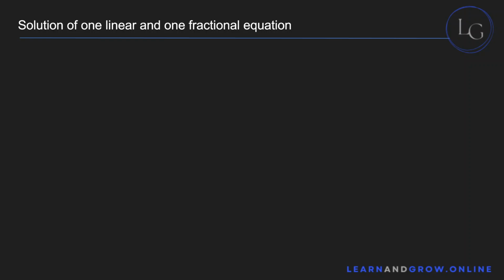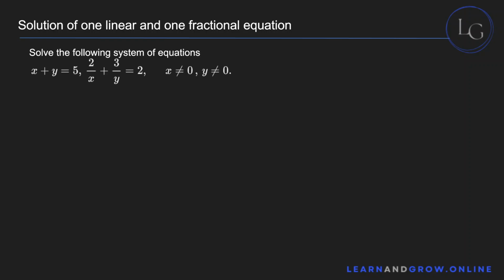Now, let's solve a solution. Let's find the solution of one linear and one fractional equation. So like last time, we have a system of equations in two variables, but over here we have one linear equation and one fractional equation. Before this, we had one linear equation and one quadratic equation. So let's see. So basically, this is your linear equation and this is your fractional equation.